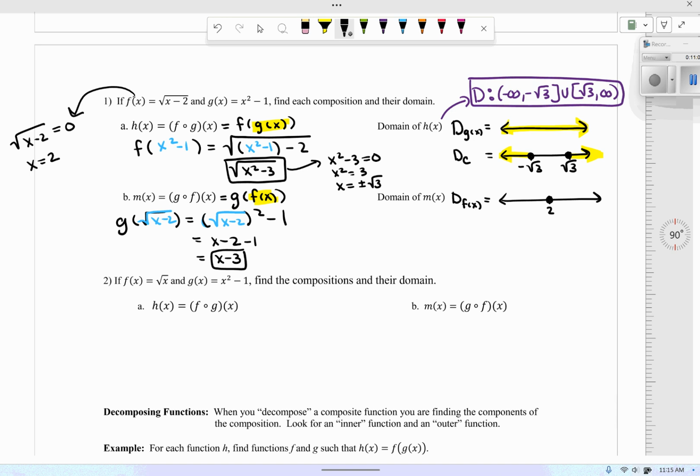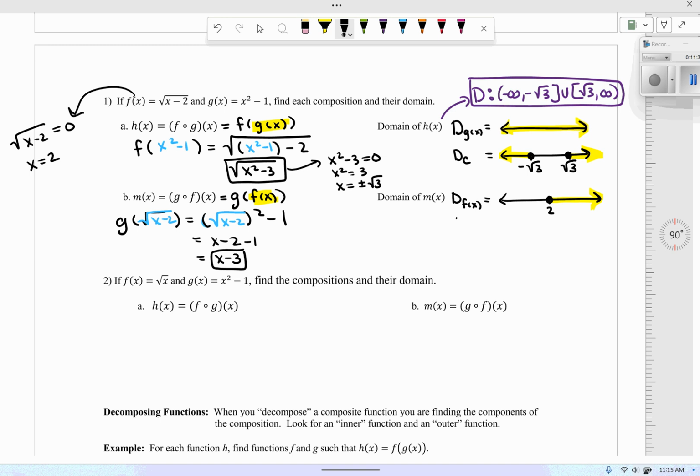And then I'm going to do my test values. Below 2 would be 0. So if I plug 0 into my function, I get the square root of 0 minus 2, which is the square root of negative 2, which is imaginary, so we don't shade that side of our number line. If I plug in 3, 3 minus 2 is 1, and the square root of 1 is 1, which is a real number. So anything above 2 is going to give us real number answers.